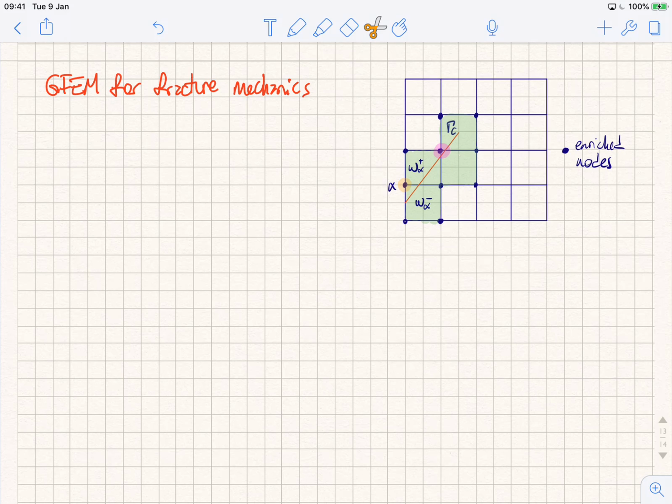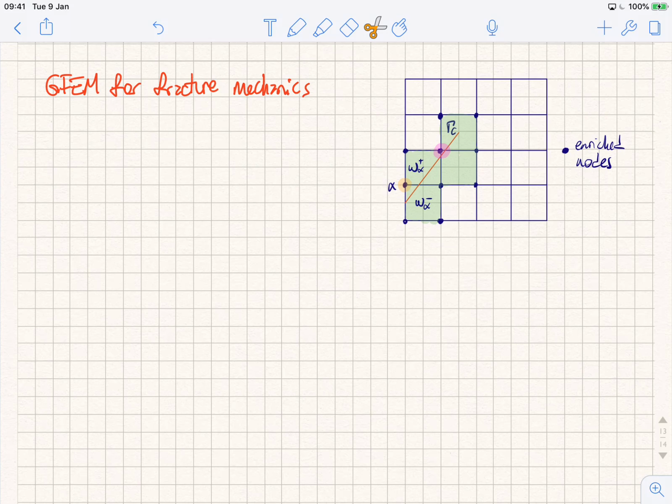Now, if you remember, we discussed clouds, right? For that particular node alpha, W alpha plus is that part of the cloud that lies on the positive region of the crack. And you can see that the crack in red has the crack tip, right? And I have shown also here in green what would be the representative elements. So in GFEM, all the nodes that you have here should have an enrichment to be able to reproduce the right kinematics for this problem.